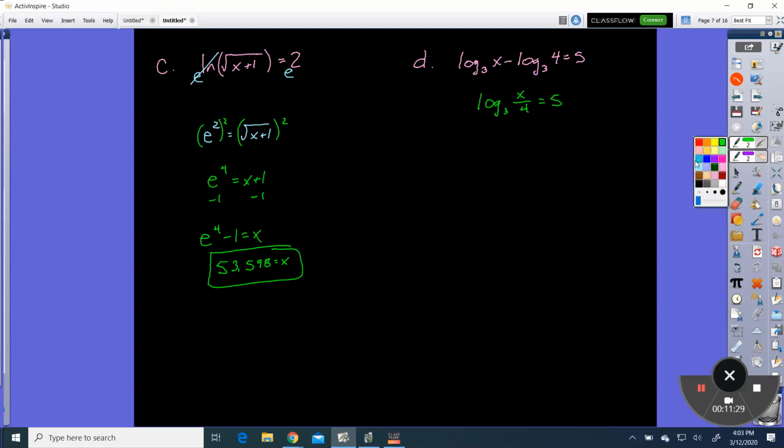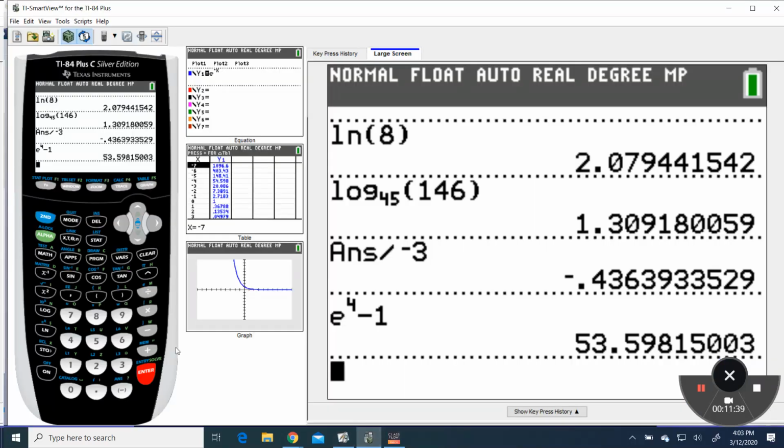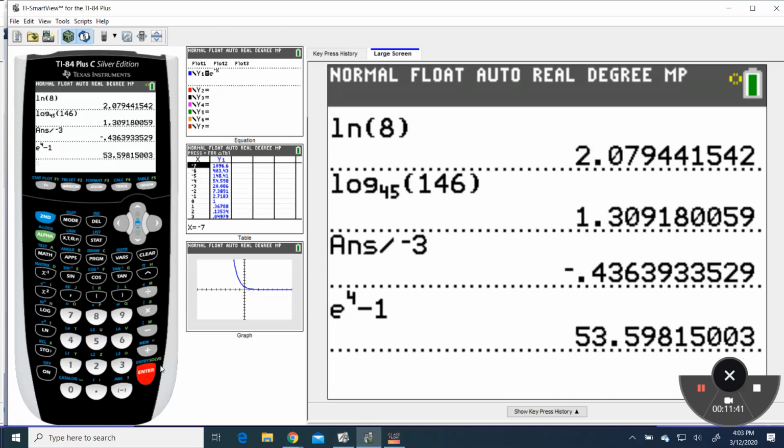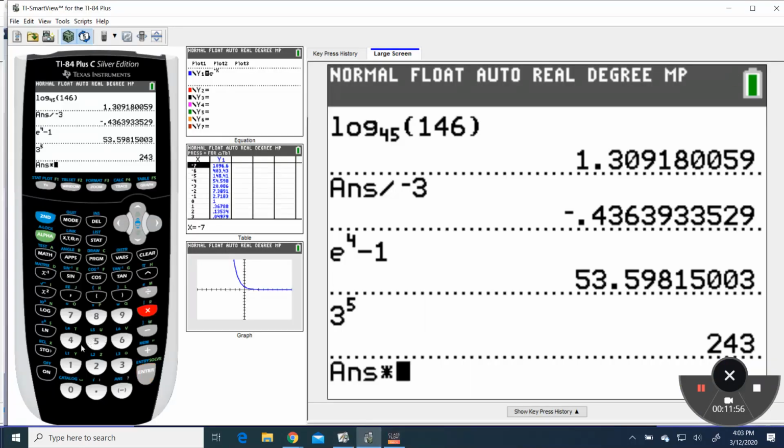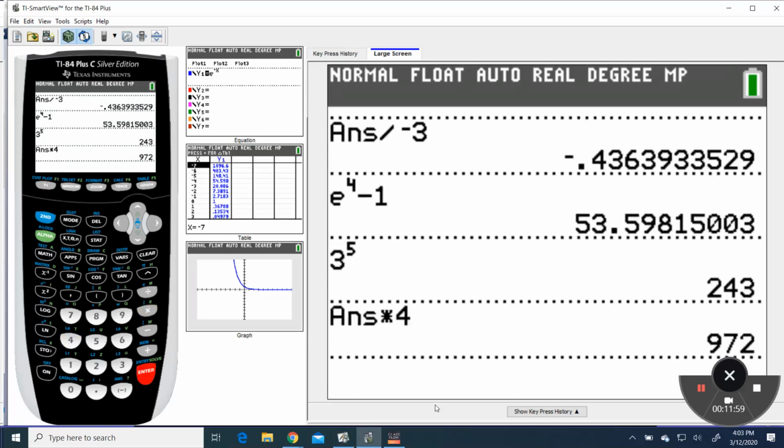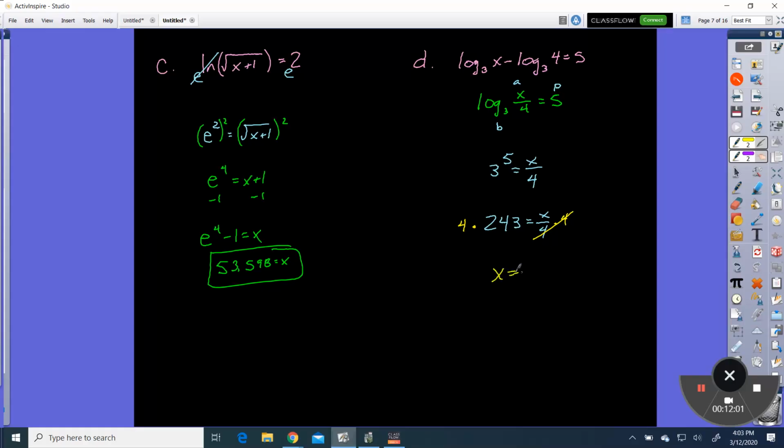So now that I've got it in this form, I can just rewrite it. Remember, this is the base, this is the answer, this is the power. So 3 to the fifth equals x divided by 4. So I go to my calculator, I do 3 to the fifth, and it says it's 243. So I have 243 equals x divided by 4. So now I can get rid of a divide by 4. I multiply each side by 4. So I go back to my calculator, and I times that answer by 4, and I get 972. So x equals 972.